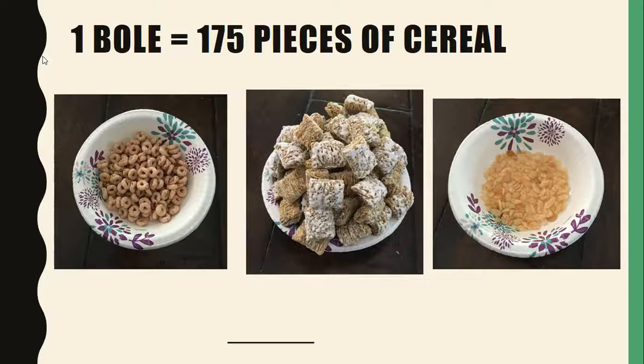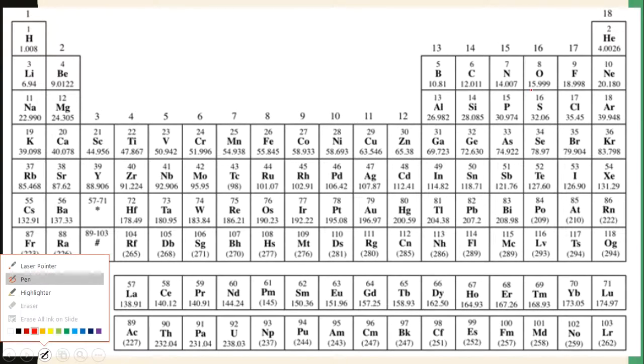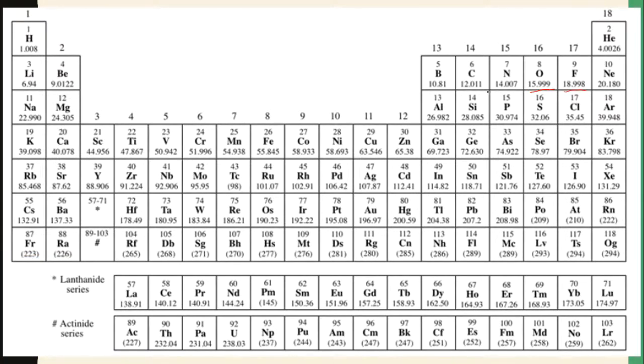So just like a bowl is a certain number of cereal pieces, a mole is a certain number of atoms that allow all these numbers here to be grams. So if you have a mole of nitrogen, it would be 14.007 grams. And if you had a mole of carbon, it would be 12.011 grams. So how many atoms do we need for all these numbers to be grams? That's what the mole was invented for.